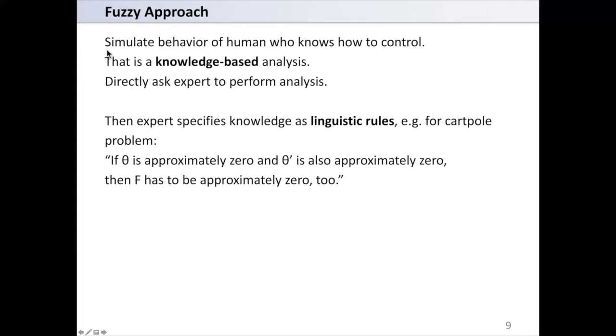The fuzzy approach simulates the behavior of a human who knows how to control. That is, a knowledge-based analysis. We directly ask an expert to perform the analysis. Then the expert specifies knowledge as linguistic rules. For example, for the Cartpole problem, the expert may say, if theta is approximately 0 and theta prime is also approximately 0, then F has to be approximately 0 too.